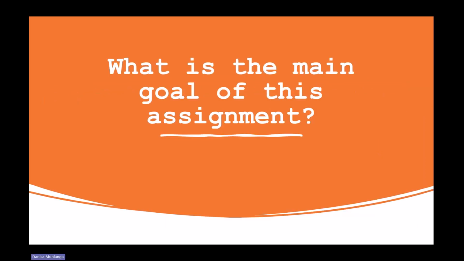All right, so the first thing you should ask yourself when you get an assignment topic, right? You have to ask yourself the question, what is the main goal of this assignment? Okay. Once you ask yourself that, you have to find an answer to say, okay, the main goal of this assignment is to do 1, 2, 3, 4, 5. So each time you get an assignment topic, ask yourself first, what is the main goal of this assignment?